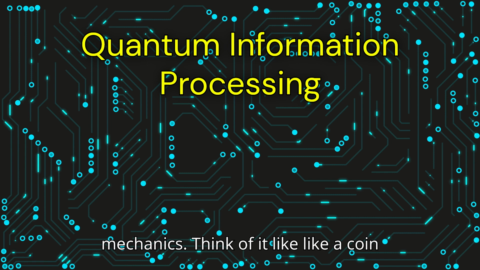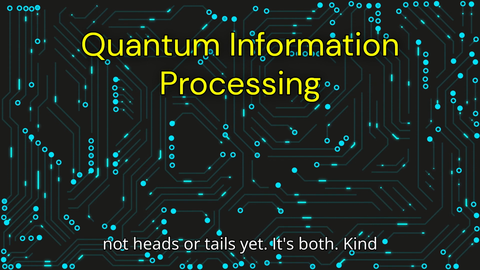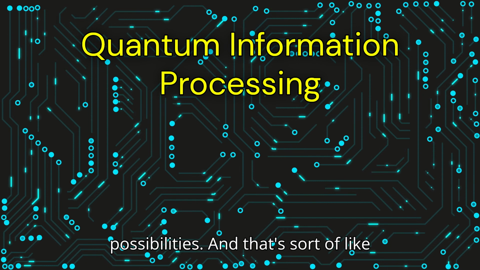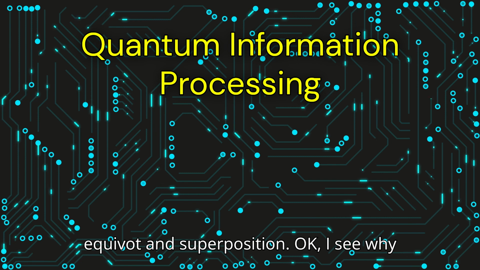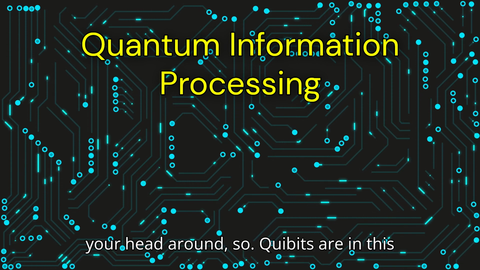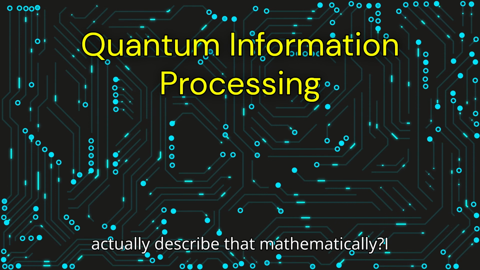Think of it like a coin spinning in the air. Before it lands, it's not heads or tails yet. It's both, kind of. Exactly. It's kind of a blur of both possibilities. And that's sort of like a qubit in superposition. Okay, I see why people say this stuff is hard to wrap your head around. So qubits are in this fuzzy in-between state, but how do we actually describe that mathematically?